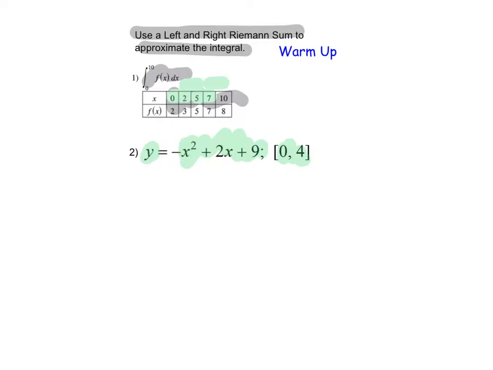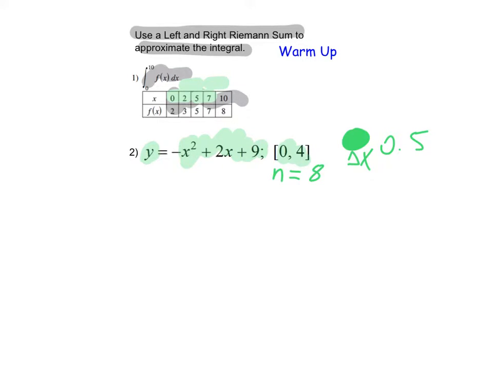We want a separation of 0.5. Oops, that is way too large. We want a separation of 0.5. I would like that to be my delta x. So let's go ahead and say that n equals 8.